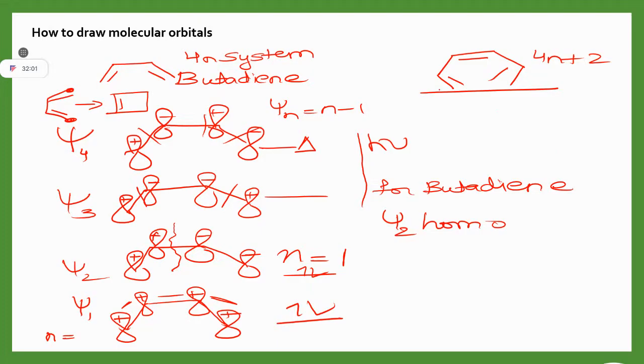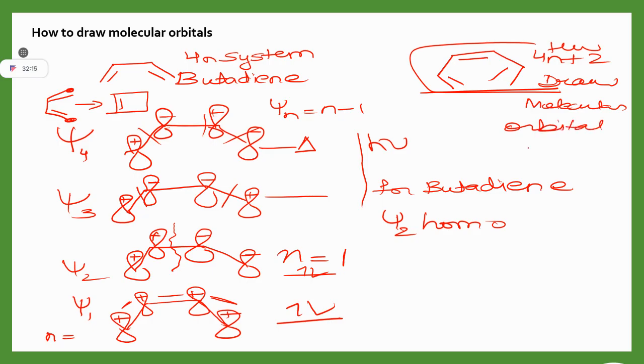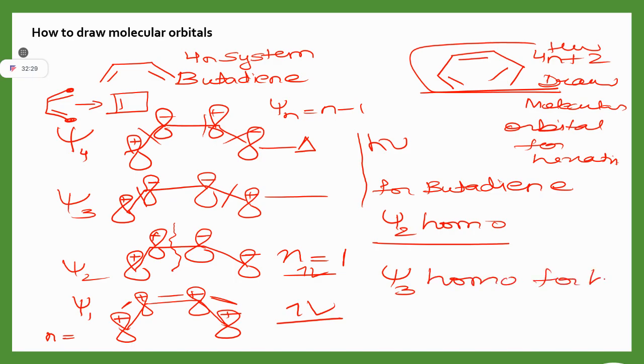Your homework is to draw the molecular orbitals for hexatriene. Okay. So for butadiene, your psi 2 is the HOMO under thermal condition, and psi 3 is the HOMO for photochemical condition. Because in photochemical, one of the electrons will be excited into psi 3. Correct? Now why am I telling you all this? Let me explain to you.